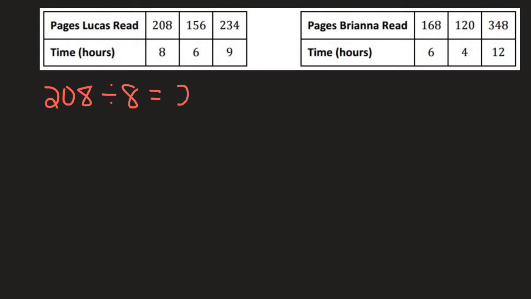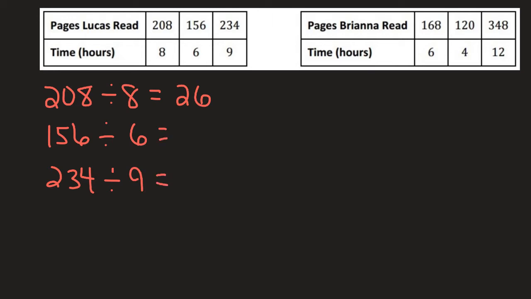And that equals 26. Now, that means that if I do 156 divided by 6 and 234 divided by 9, and they both equal 26, then this is a proportional relationship. So let's try it out. 156 divided by 6, ooh, that equals 26. But we got to remember, we got to check them all. 234 divided by 9 is also 26. So this is proportional. So I'm going to mark this one here as proportional.